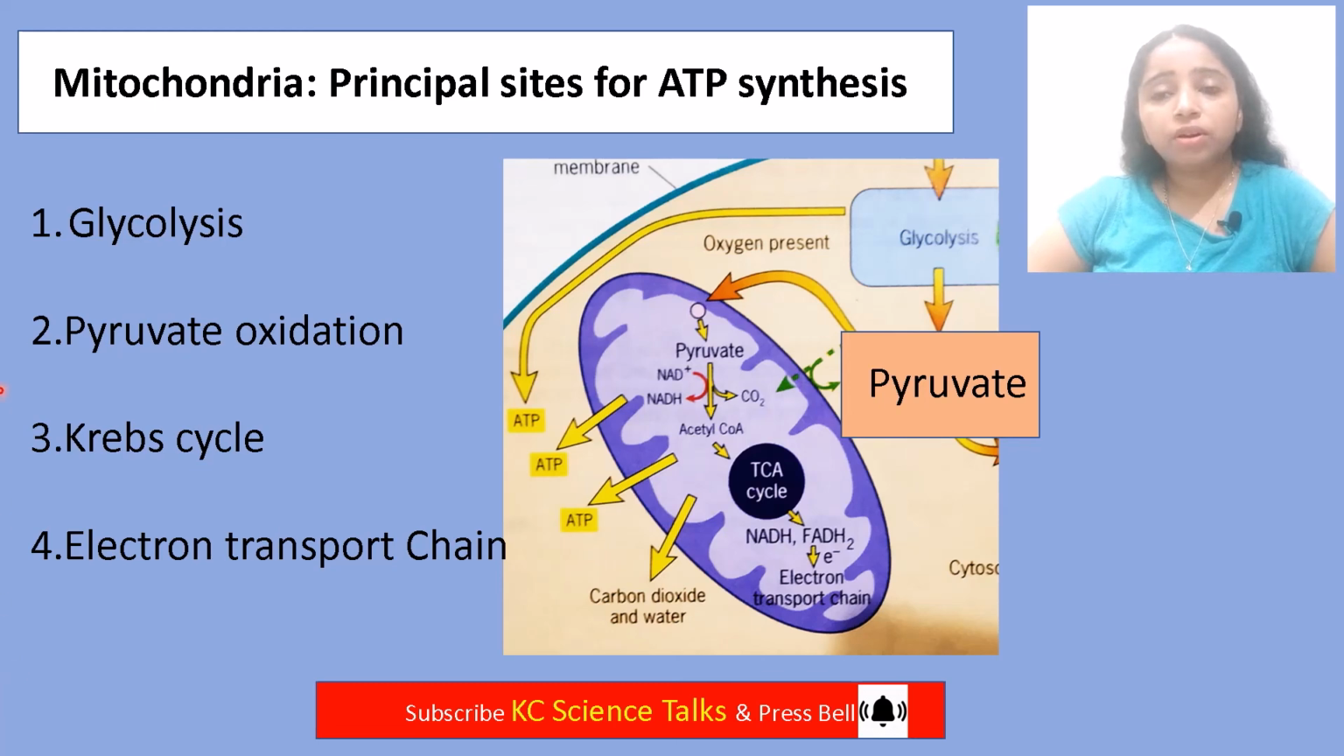That's why they are called the powerhouses of the cell, because all these 3 stages of aerobic respiration occur in mitochondria, and the bulk of the ATP supply which a cell needs comes from mitochondria. So that's all about the function and structure of mitochondria.